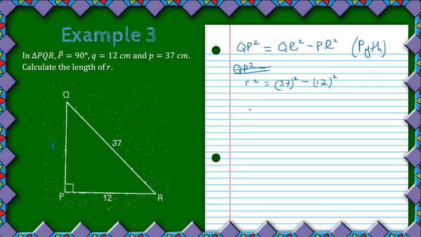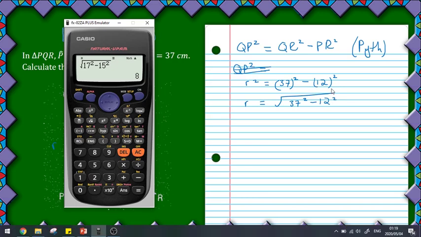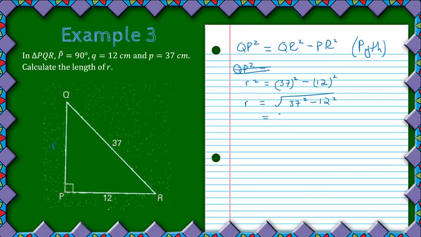So then if we solve for R, we get the square root of 37 squared minus 12 squared. And then we type that into the calculator. So we have 37 squared minus 12 squared is equal to 35. So 35, and we are working with centimeters.